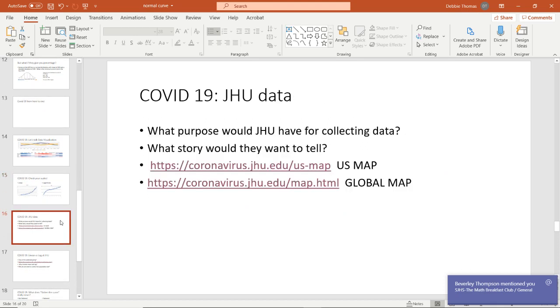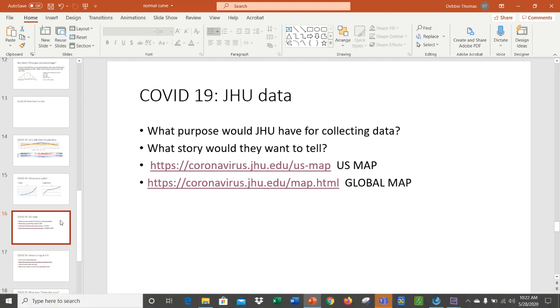Okay, so here is a site that we're going to go to. I have it saved, and we're going to go to it next. Before I go to this site, I want you to think about these two questions. What purpose would Johns Hopkins University have for collecting data? And what story would they want to tell?